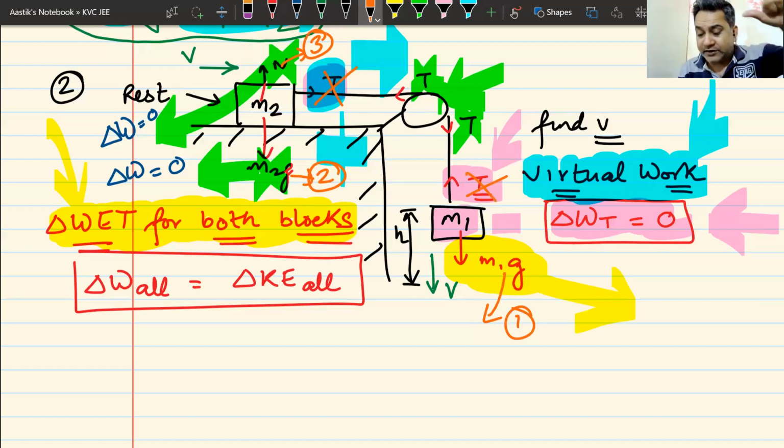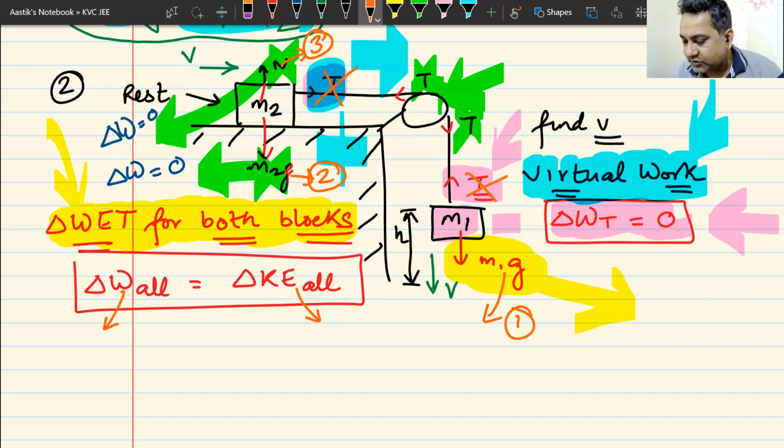Now, you know the work done by normal reaction, force number 3, is 0. The work done by weight, number 2, is also 0. Only one force remains. Can you now solve the question and tell me how the equation will look? I'll give you a minute. On the left hand side, I have work done by all forces. On the right hand side, I have change in kinetic energy of all blocks.